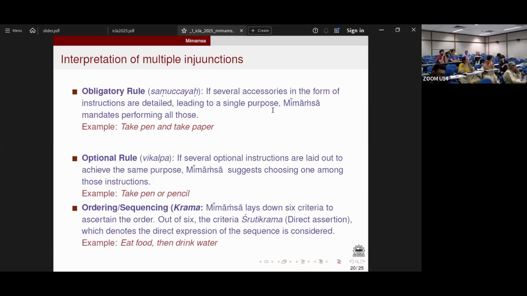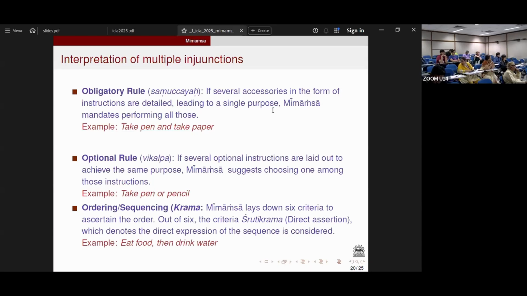This basically says that if you have several accessory rituals that need to be performed to obtain one final result, then all of them have to be carried out. So it's an and, right? This and this and this and this have to be done in order for that final result to be obtained. That's the obligatory rule. The Vikalpa rule says there are multiple options available, so you can use either of them.